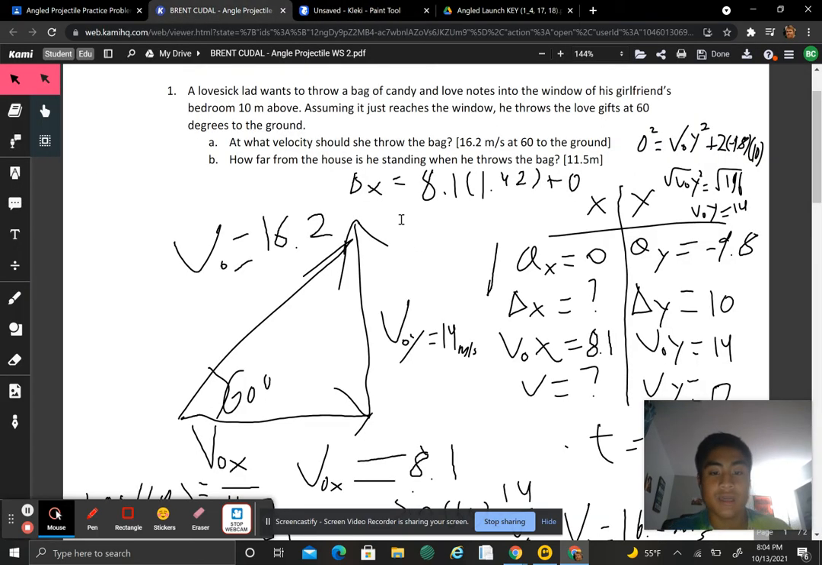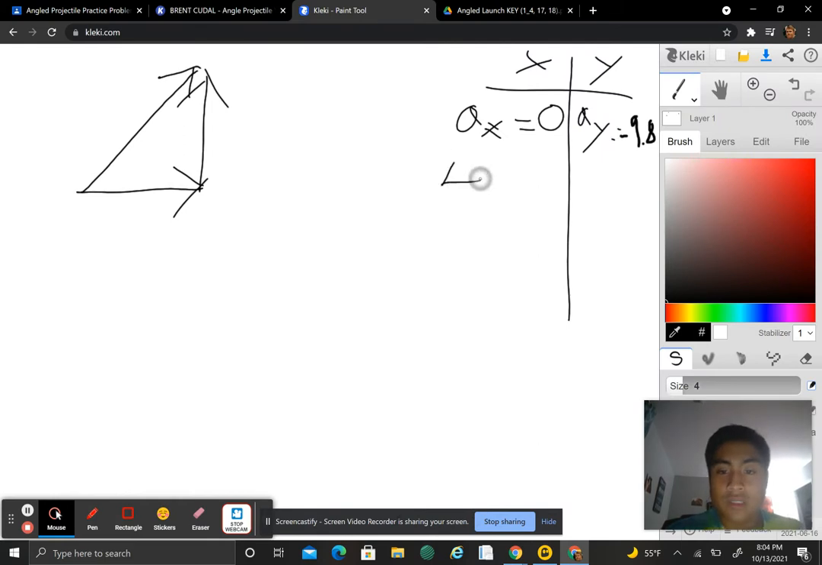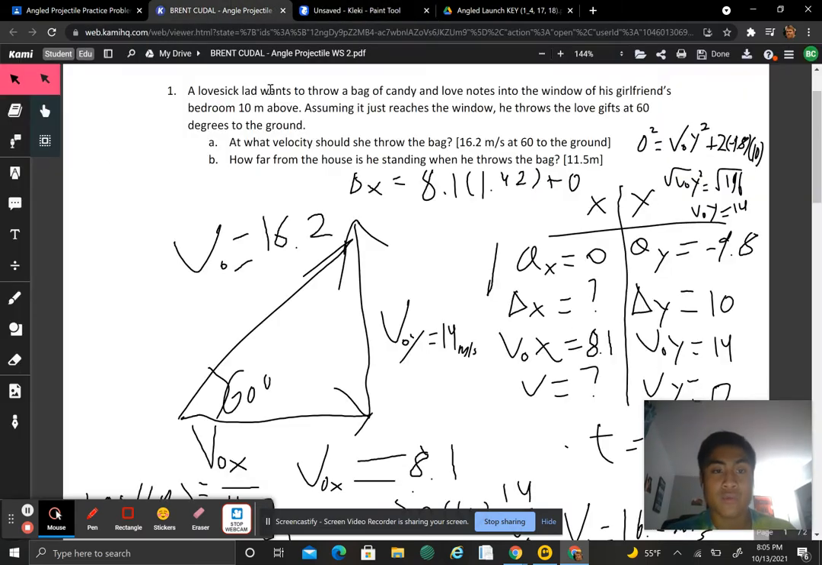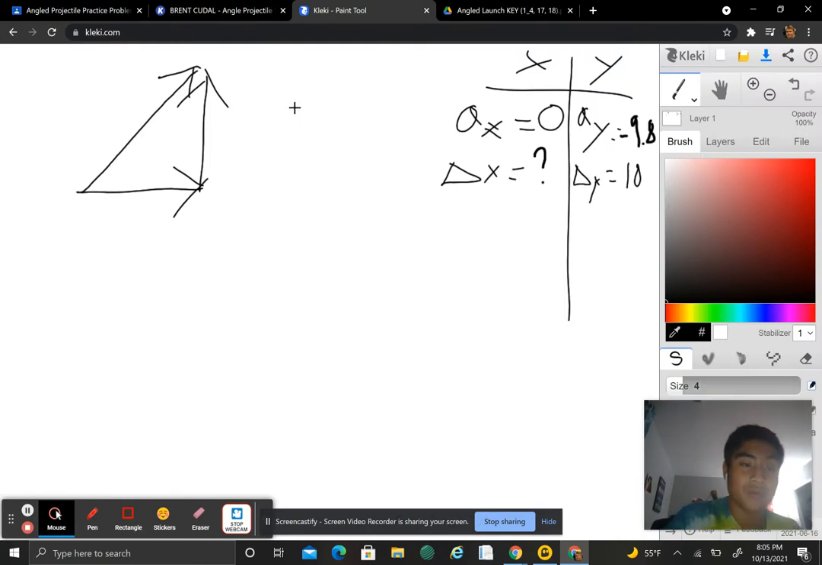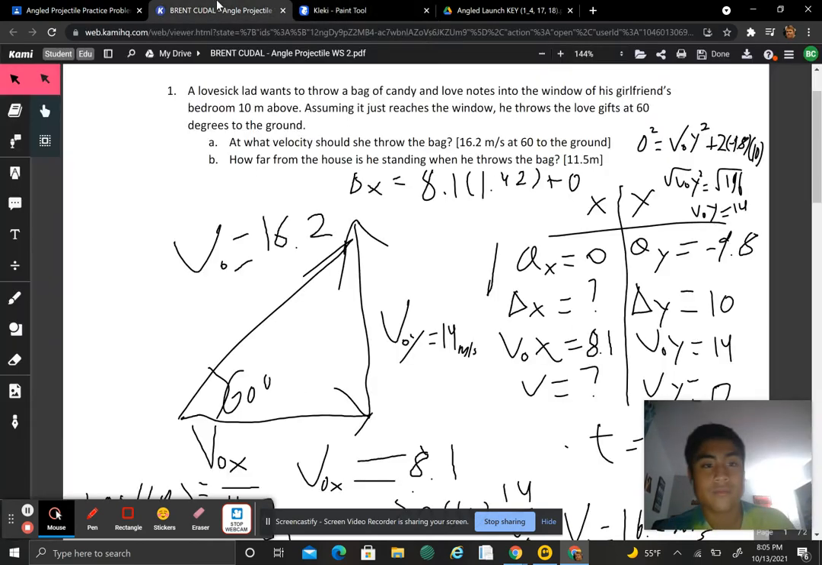Then, since it gives us one of our variables here, not assume, we know that delta y is 10 meters. Delta x is what we're going to be trying to find, as we find out as we read the question further here. Assuming it just reaches the window, he throws the love gifts at 60 degrees to the ground. That gives us another piece of information right here, 60 degrees. And it just reaches the window.